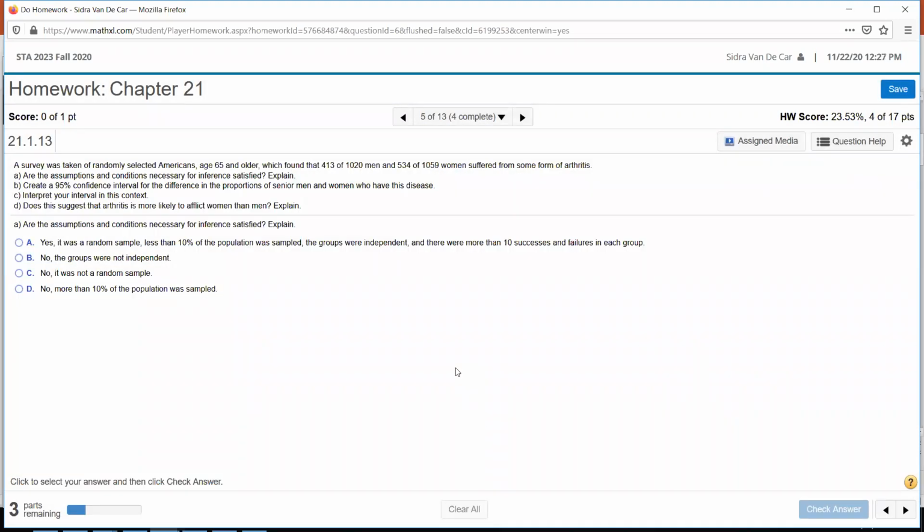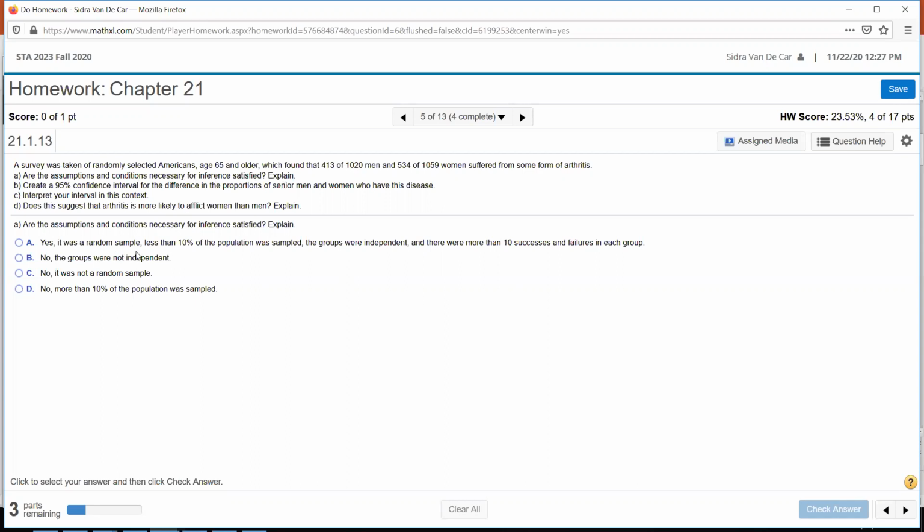A survey was taken of randomly selected Americans aged 65 and older, which found that 413 of 1,020 men and 534 of 1,059 women suffered from some form of arthritis. Are the assumptions and conditions necessary for inference satisfied?